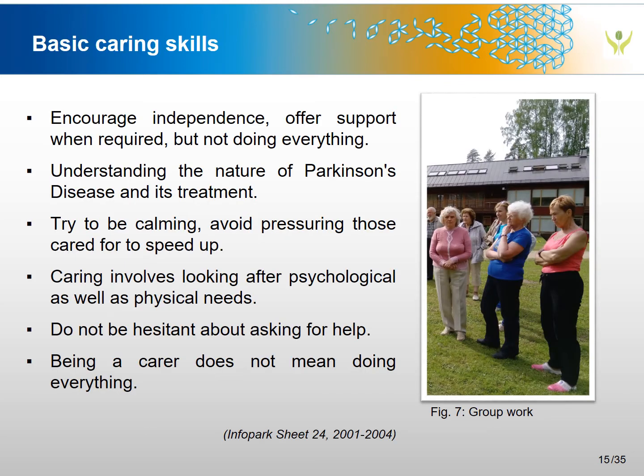Few carers have any training for the role and most learn how best to help by trial and error. You should try to have realistic expectations of the amount of care that is required and of what you can provide. The needs of people with Parkinson's disease will tend to change over time and their abilities can also fluctuate from hour to hour. Consequently, their care needs are not constant. You should try to encourage independence, offering support and help when required, but not taking over. Being a carer does not mean doing everything.